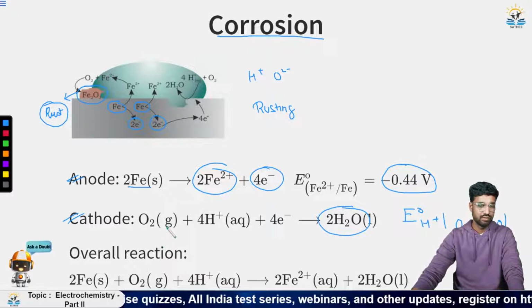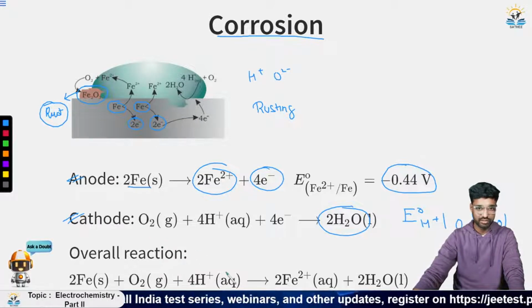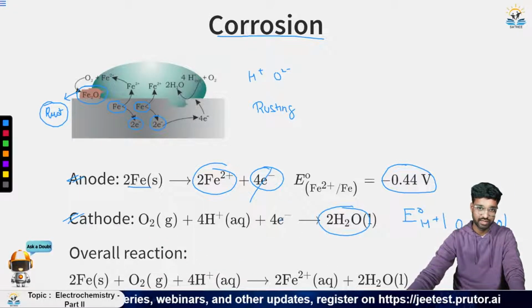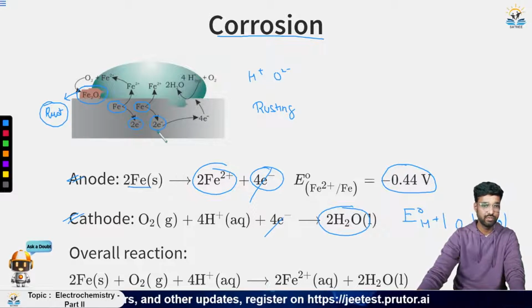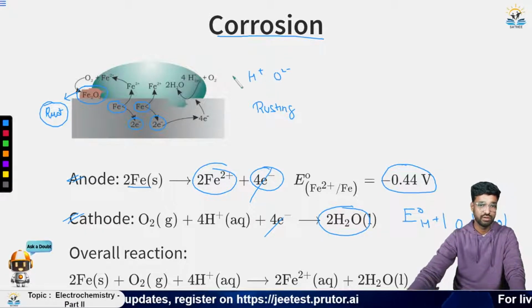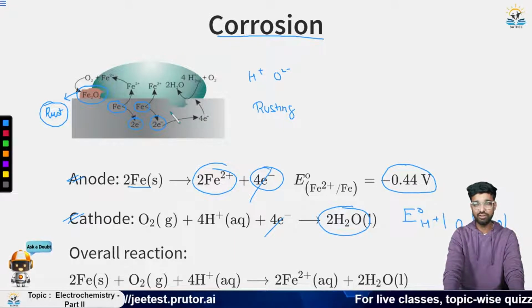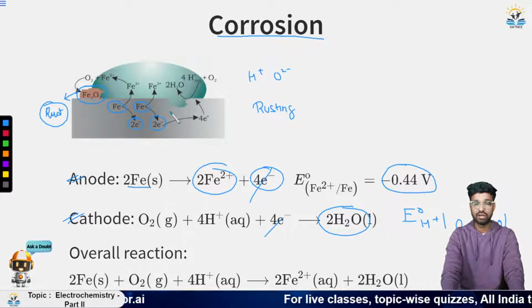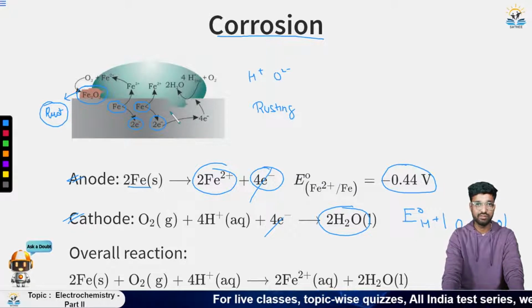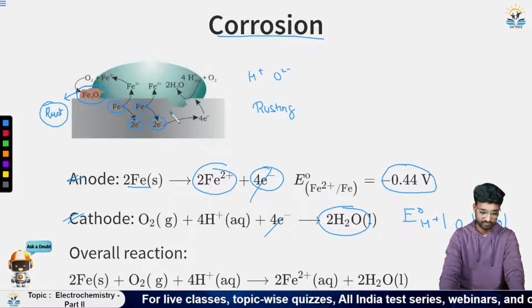Okay. Now if you add both these equations, you will get this equation finally. So this electron will get cancelled. You know very well, because you have to maintain the electron neutrality. So this is the very idea of corrosion. Now we have seen numerous applications of this electrochemistry in various parts of our life.